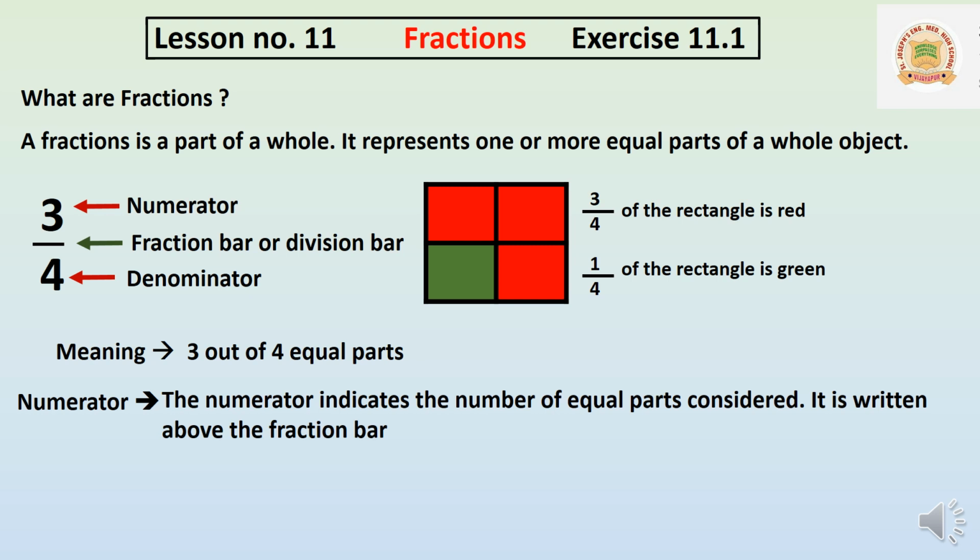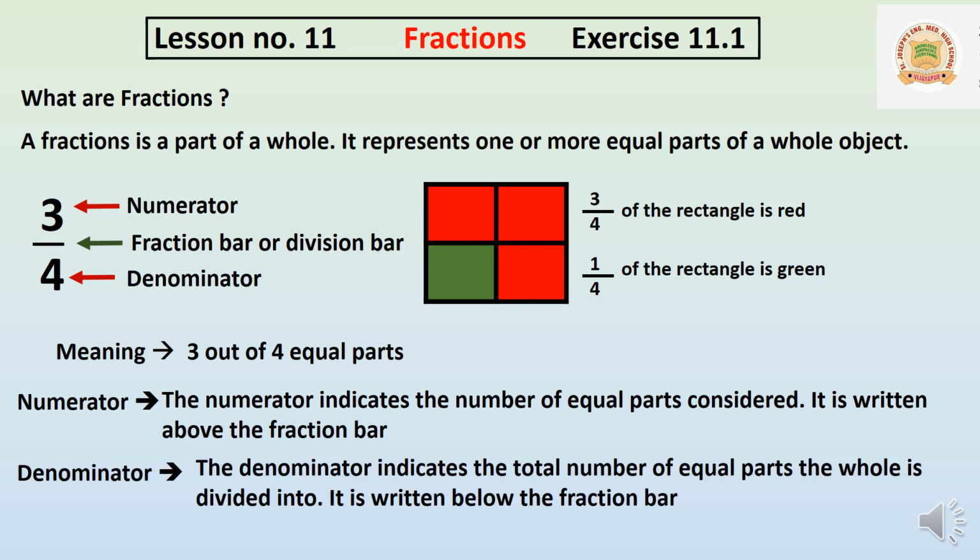Numerator indicates the number of equal parts considered. How many parts we have colored, we have called the numerator. It is always written above the fraction bar. Now what is the denominator? The denominator indicates the total number of equal parts into which the whole is divided.